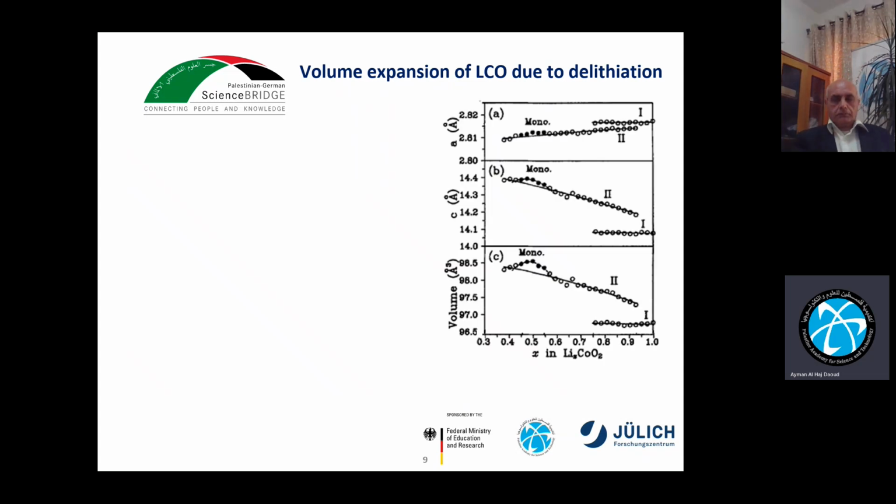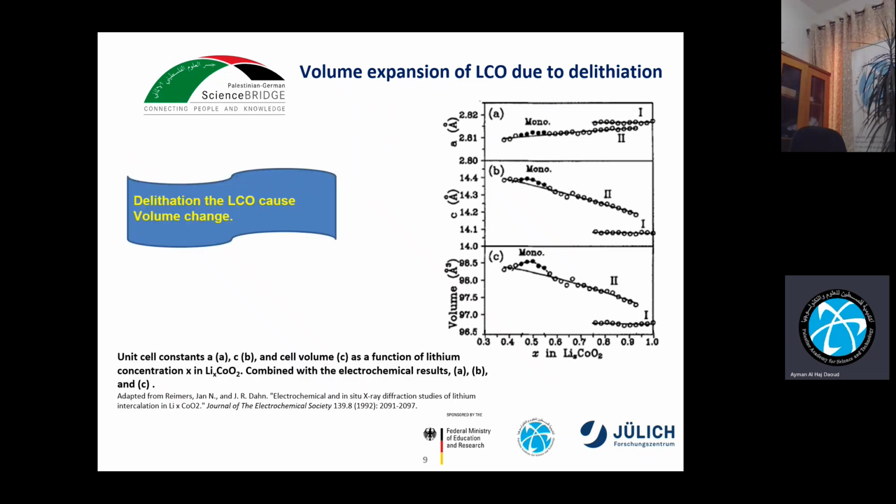We are talking about volume expansion in lithium cobalt oxide. Actually, in the A and B directions, or we can say the XY direction, there is a decrease in the dimension of A and B when we delithiate the lithium cobalt oxide. But we also have an expansion in the C direction, which means that we have a volume expansion in the LCO when we discharge, or when we delithiate the lithium cobalt oxide during cycling. This is why we say that the delithiation of LCO causes a volume change in the material.